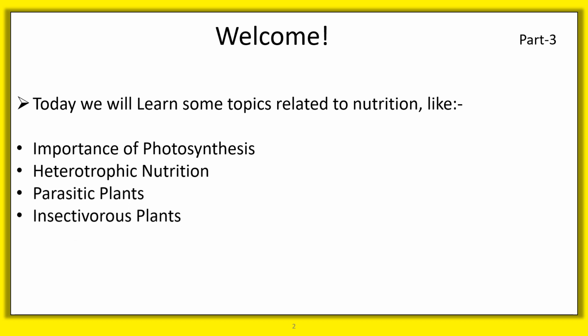Today we are going to learn about nutrition in plants, which is part 3 of this chapter. The link of part 1 and part 2 of the chapter is given in the description. The four main topics we are going to learn today are: first, importance of photosynthesis, heterotrophic nutrition, parasitic plants, and insectivorous plants. So let's start in the given order.